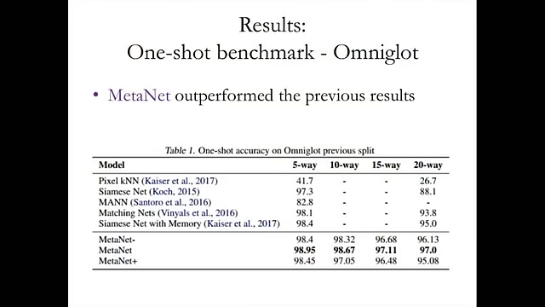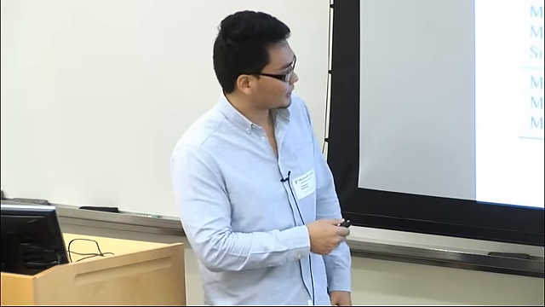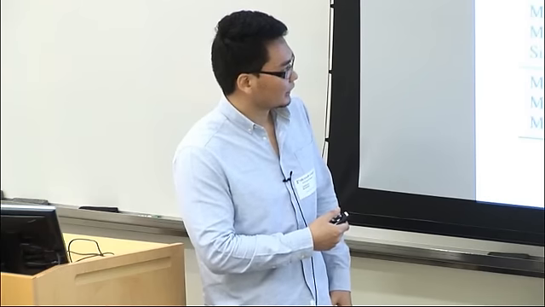For the previous split provided by the Google guys, we obtained the state of the art. So there are baseline models. We have the pixel-level nearest neighbor classifier, the Siamese network, and the memory-augmented neural Turing machine, which appeared at ICML last year. MatchingNet appeared at NIPS last year. It is a kind of differentiable nearest neighbor. For nearest neighbor matching, they parameterize the metric. So basically, those approaches are metric learning approaches.